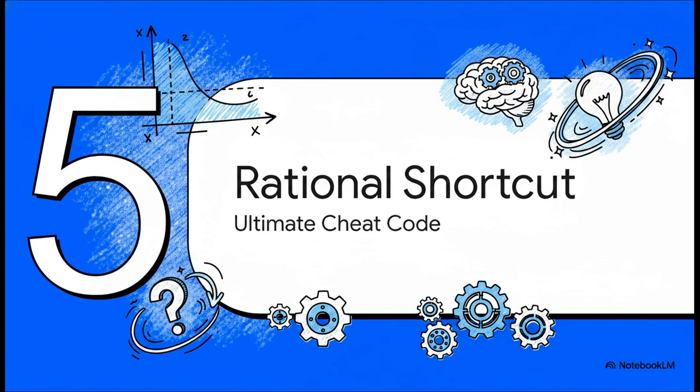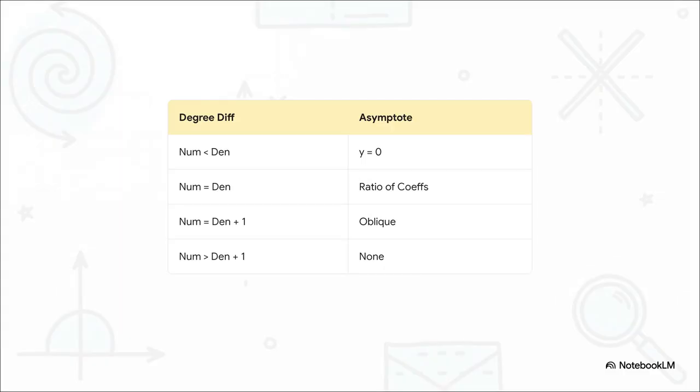Section 5, the rational function shortcut, also known as the ultimate exam cheat code. You're going to want to pay very, very close attention here because I am about to save you a massive amount of time on your test. Behold the cheat code matrix.